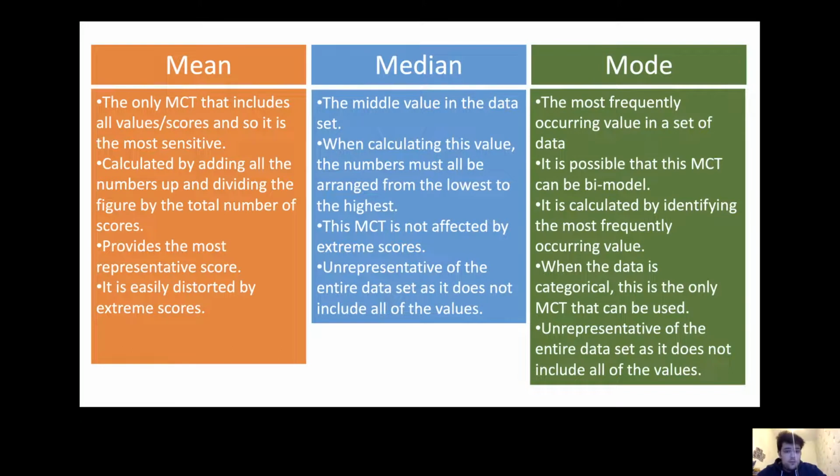It can be bimodal, bi meaning 2. So if you've got 2 most frequent scores, let's say 40 people score 6 and 40 people score 4, and no one else scores higher than that, then the mode would be 4 and 6. Unlike the median, you don't take the average of those two.